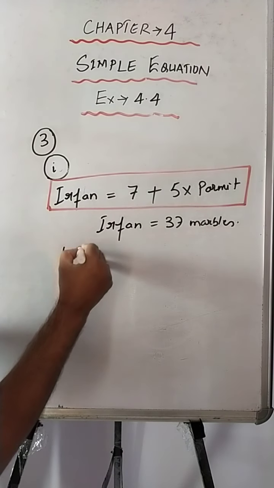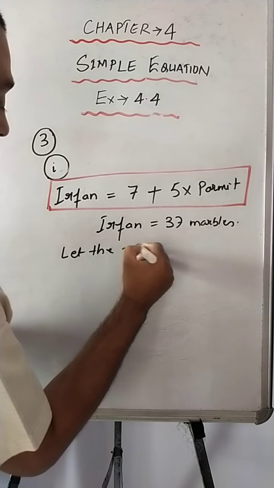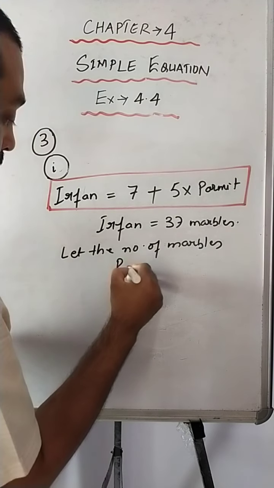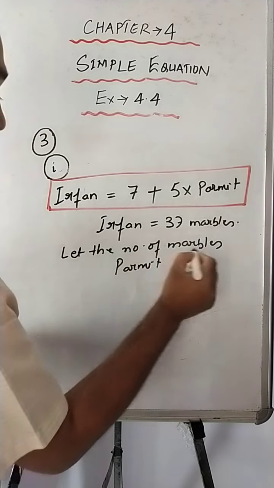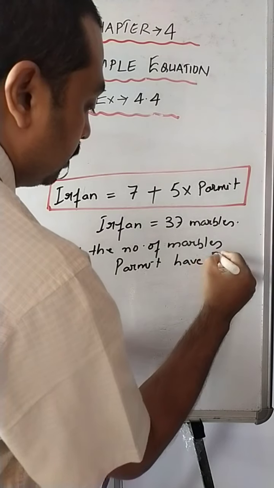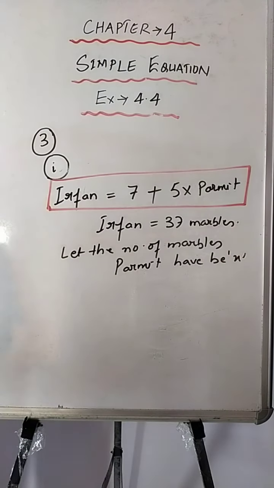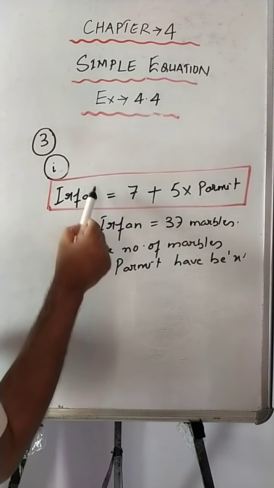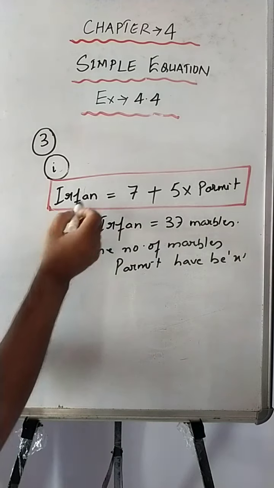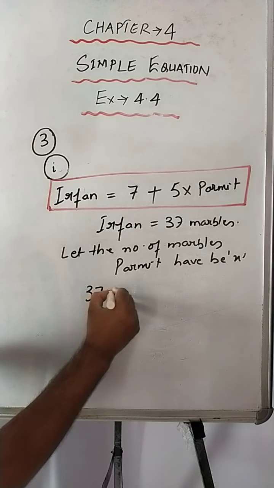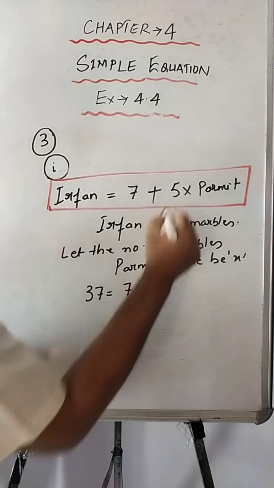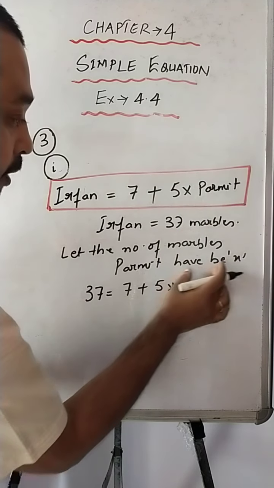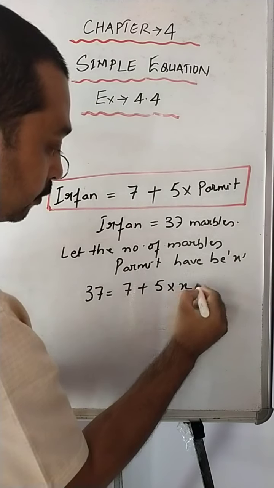So we'll let the number of marbles Parmit has be x. Now we'll implement all those values in the equation. As we are already aware of how many marbles Irfan is having, 37, in place of Irfan we'll write 37, then we'll write 7 plus 5 into how many marbles Parmit has. What is the number that we have assumed? x. So we'll write x here.